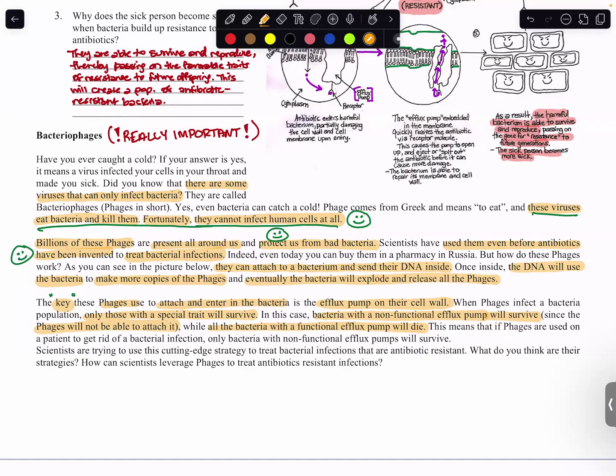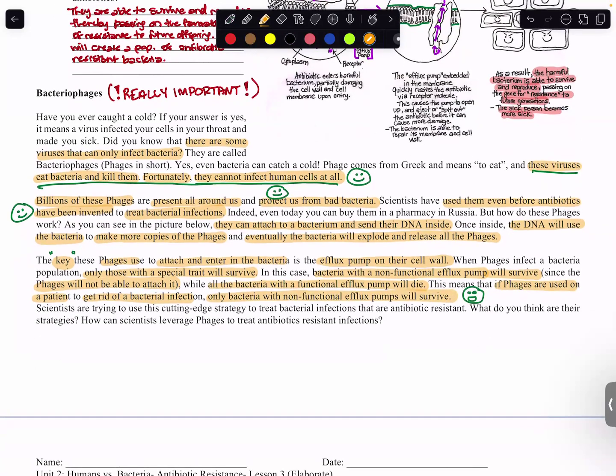Right? This means that if phages are used on a patient to get rid of a bacterial infection, only bacteria with non-functional efflux pumps will survive. We're going to put a huge smiley face next to this because it seems as though these phages are our friends and we love this for them. Scientists are trying to use this cutting edge strategy to treat bacterial infections that are antibiotic resistant.